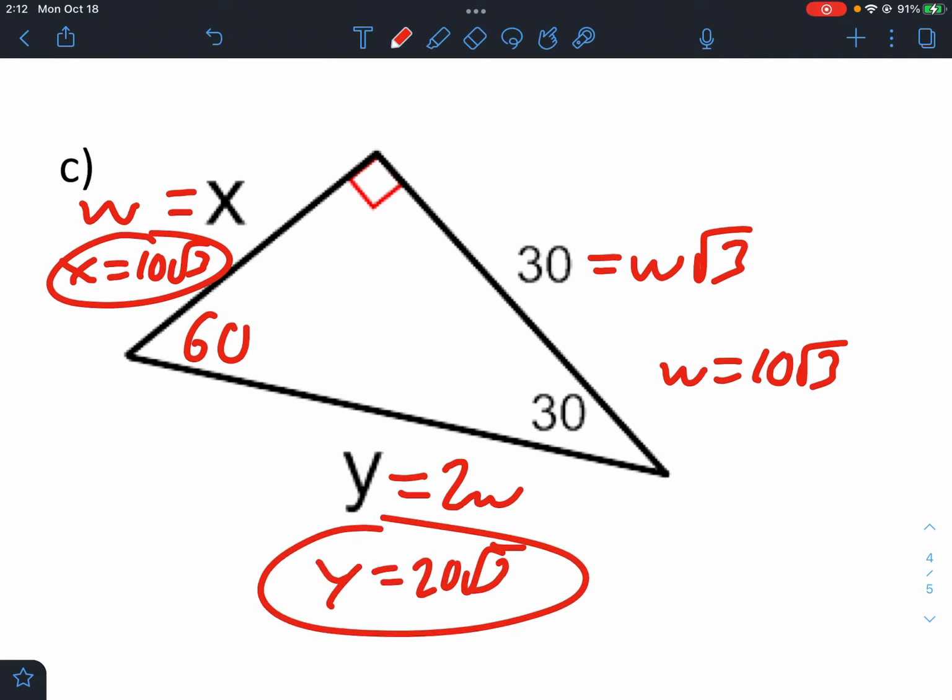All right, this section is really all about pattern recognition, and the sooner you can understand these patterns, the much quicker all these problems will be to complete.